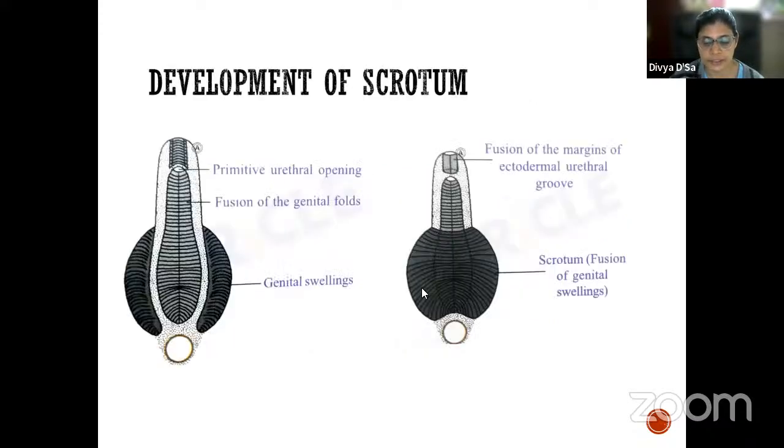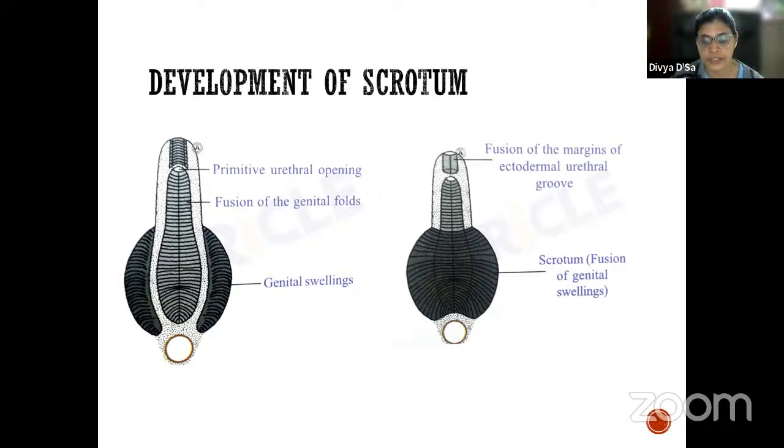Next, the scrotum. After the fusion of these urethral folds, next to the urethral fold, what folds were there? There were two genital swellings, isn't it? These genital swellings move medially and fuse with each other to form the scrotum. The scrotum will lie below the root of the penis. This was the fusion of the genital folds. This is the primitive urethral opening, which was formed by the ectoderm here near the glans, right? And now these two genital swellings which were present will fuse and form what we call the scrotum.